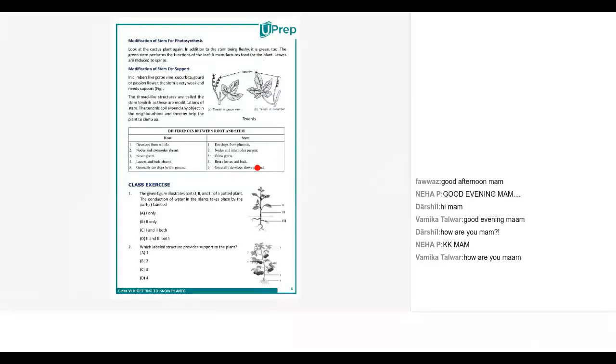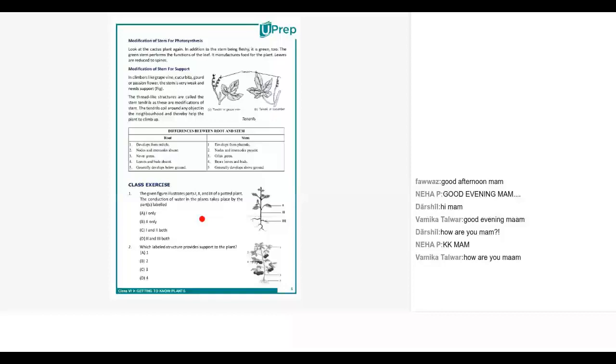Ma'am, me, Vamika. Vamika, yes. It develops from the plumule. Nodes and internodes are present. It's often green, bears leaves and buds, generally develops above ground. Got it. Very good.